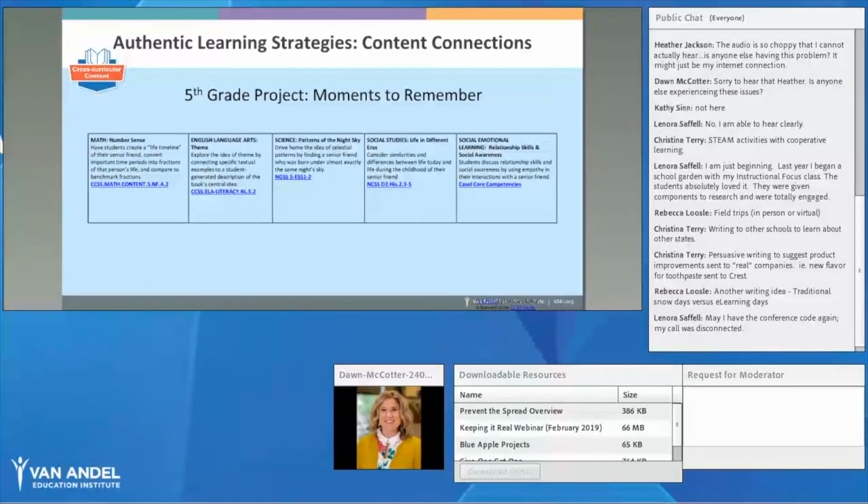And I just wanted to leave you with this example from a fifth grade project we're working on called Moments to Remember. What the students are asked to do is go to a retirement home in their community, meet a senior friend, get to know that person, and ask them questions, with the goal of creating a memorable book about that person's life. Then they share that with that person and that senior friend's family at the end. All through that, they're learning about the issues with aging, and how to create good biographies and that process.